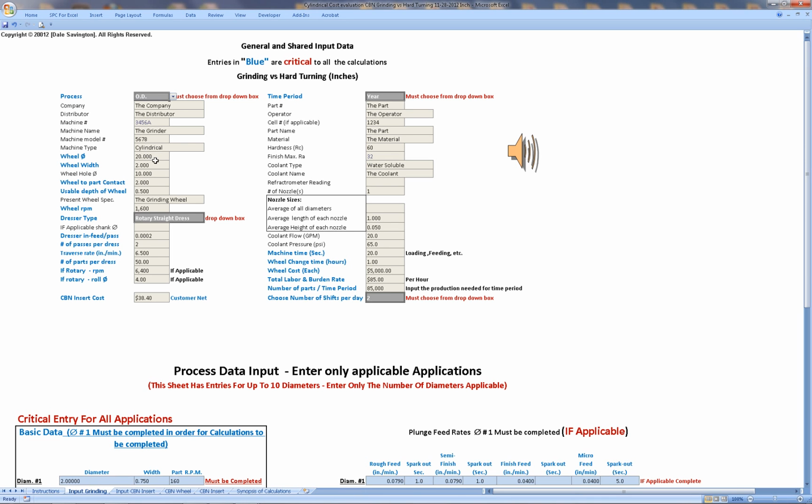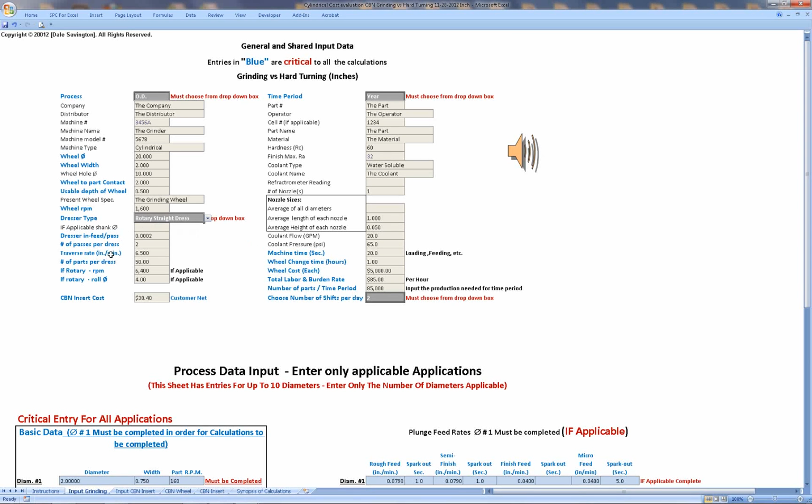This is, of course, the grinding section. The wheel width is 2 inches. The wheel to part contact is 2 inches. The usable depth of the wheel is 0.5, or a half inch depth. The wheel RPM is 1600. For the dresser type that we have chosen for this application, we had a choice of single point, rotary straight, or rotary plunge. We chose rotary straight.